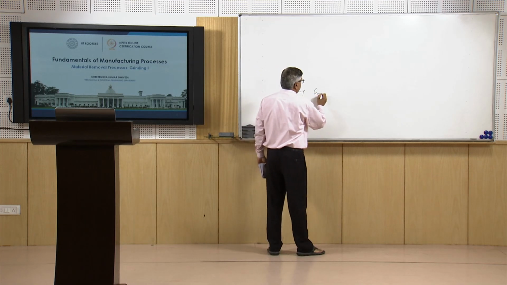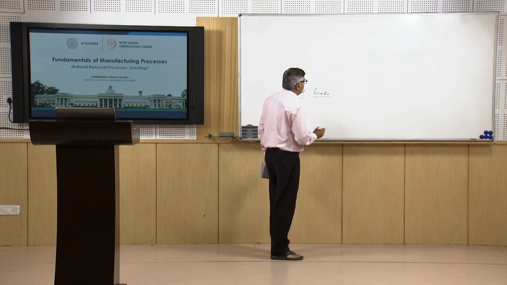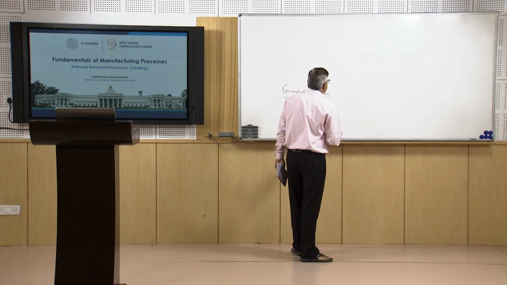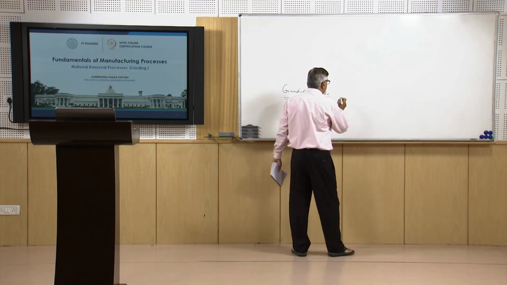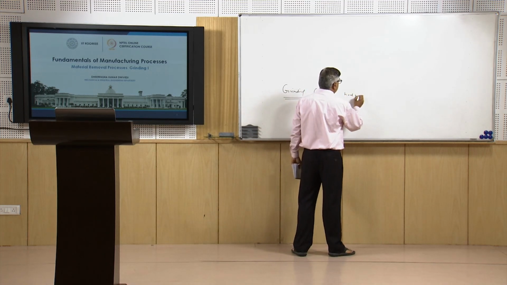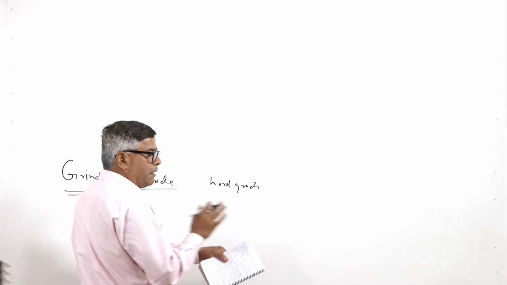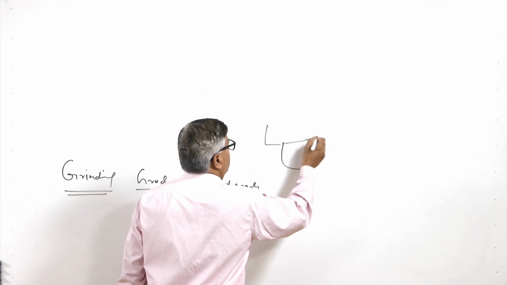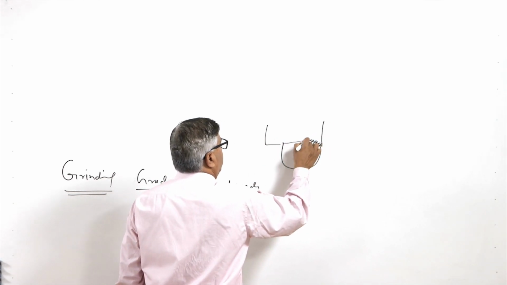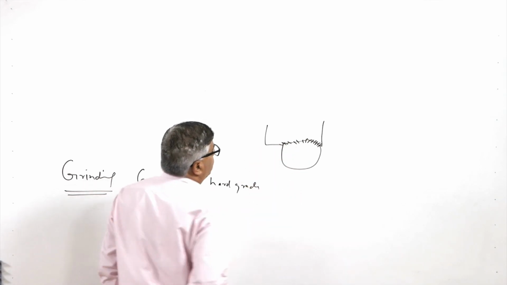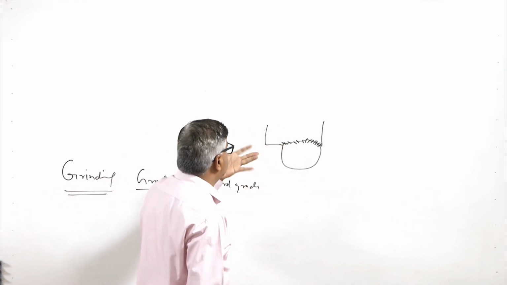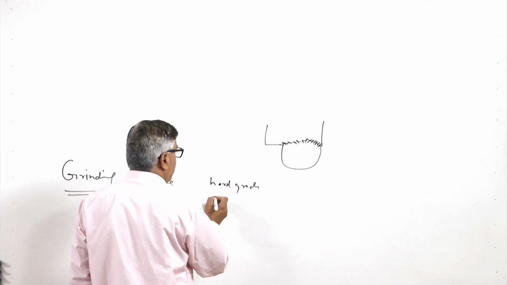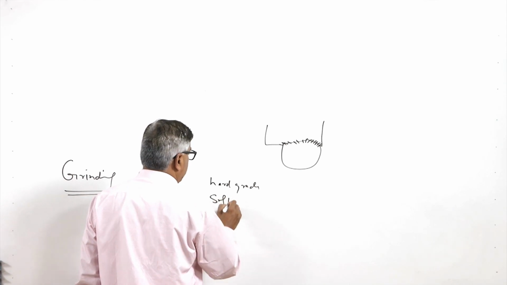Another important feature is the grade. The grade indicates the bond strength between the abrasive and the bonding material. If the bond strength is very good, then we will say the hard grade. Like this is the abrasive held by the bonding material. So, this bond strength of the bonding material with the abrasive is termed as the grade, and hard grade when the bonding is very good, or when the bond is weak, then we will say soft grade.